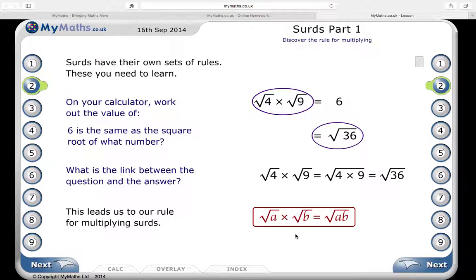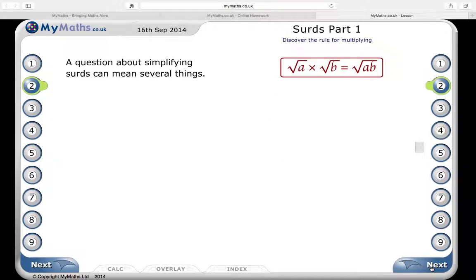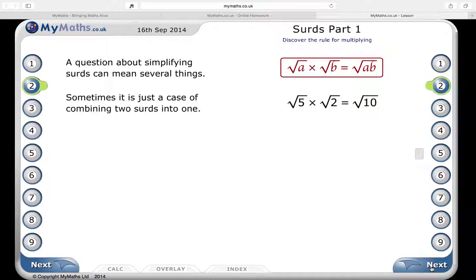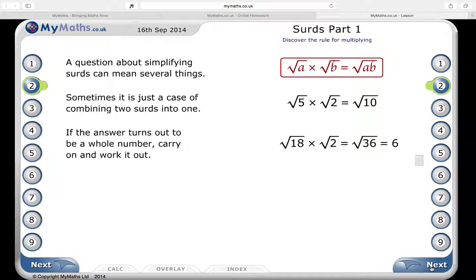Moving on. So this leads us to our first rule for multiplying surds, which is the fact that root a times root b is equal to root ab, which is basically a times b. Okay, a question about simplifying surds can mean several things. Sometimes it can just be a case of combining two surds into one. So, for instance, root 5 times root 2 is simply root 5 times 2, and 5 times 2 is 10, which is equal to root 10.